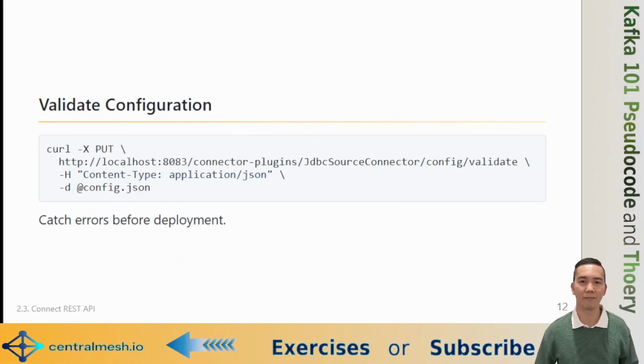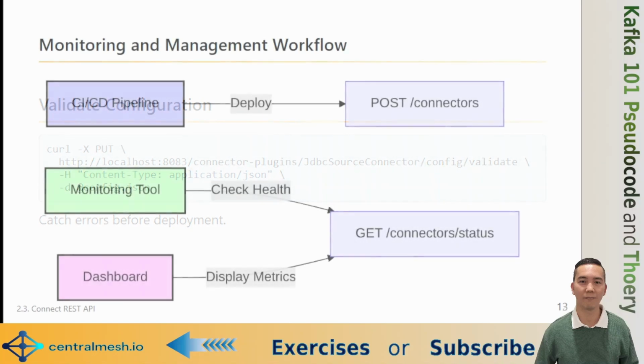Before deploying a connector, it's often useful to validate the configuration. The validation endpoint checks whether the required settings are present and whether values are correctly formatted. This helps catch mistakes before deployment and reduces operational issues caused by configuration errors. Many automation pipelines use validation as part of their deployment process to ensure connector configurations meet requirements before reaching production.